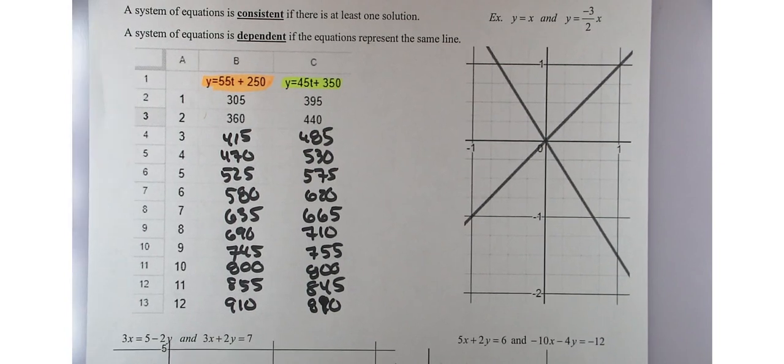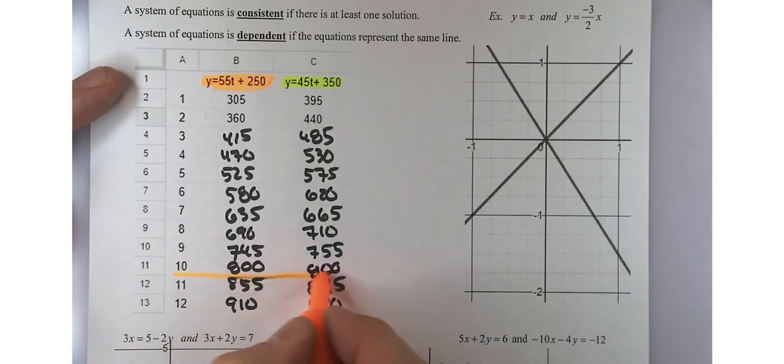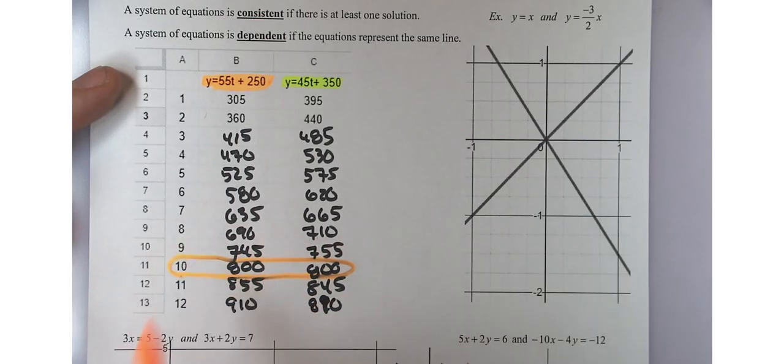Bryn? I noticed that they both get to 800 at 10 months. Yeah. At 10 months, it's kind of this break-even point. They both get to 800. So that's interesting. Now, if you were to graph it, the graphs would look like what you see up here.